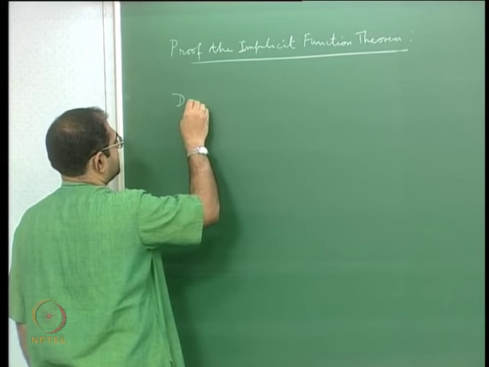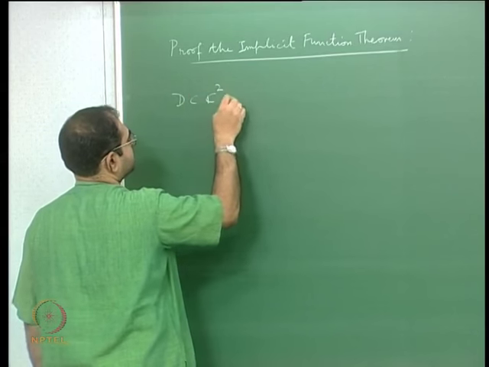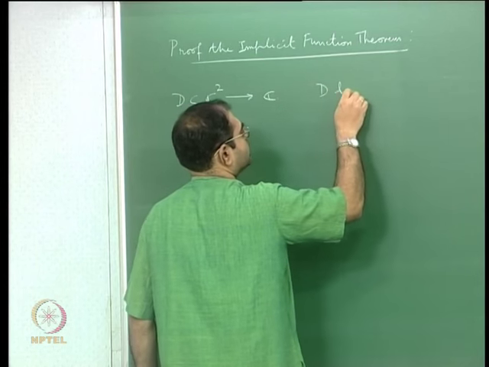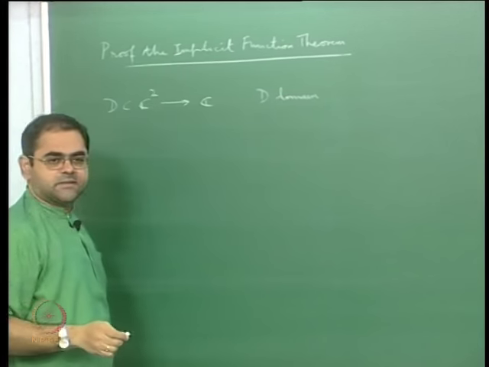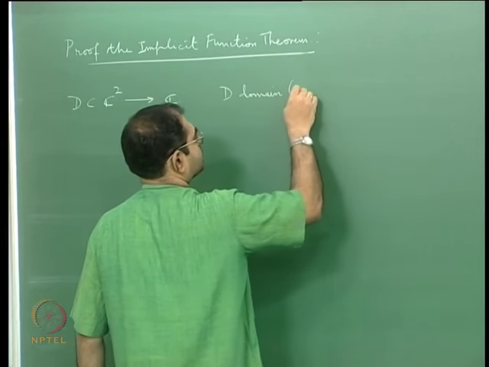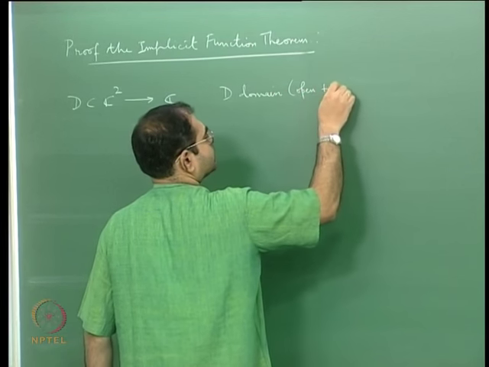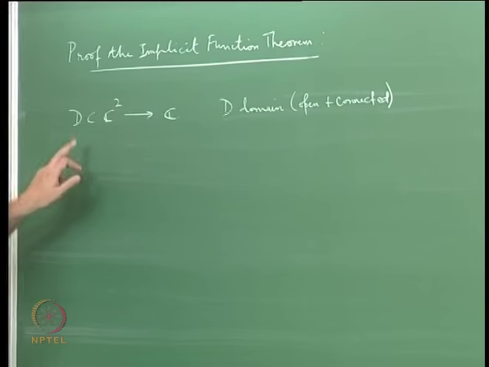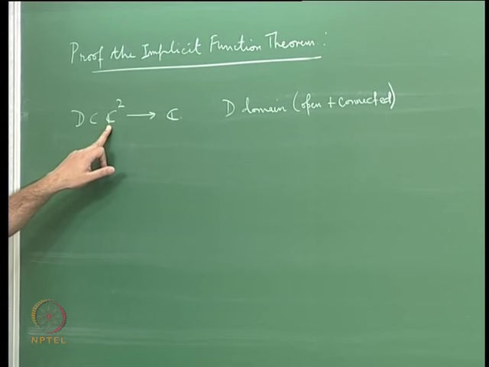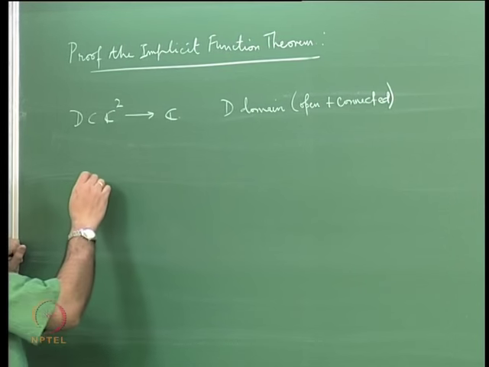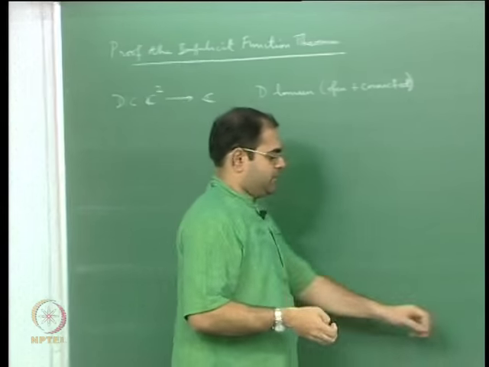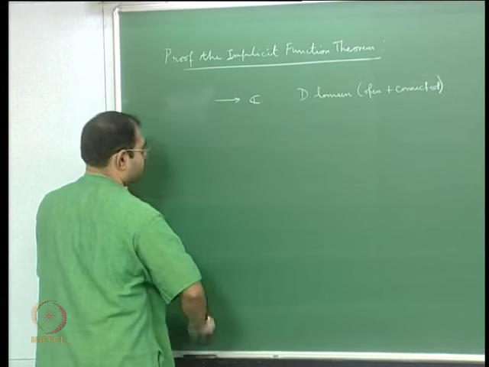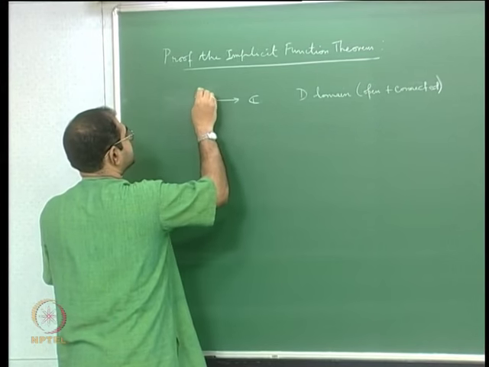say D is a domain in C2, okay, D domain, which means it's an open connected set. An open connected set, but mind you, it is a subset of C2. Okay, and maybe the arrow is not from C2, but it is from D. So let me, D is sitting inside C2.